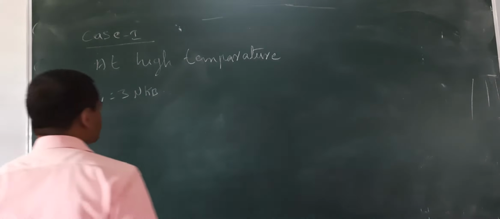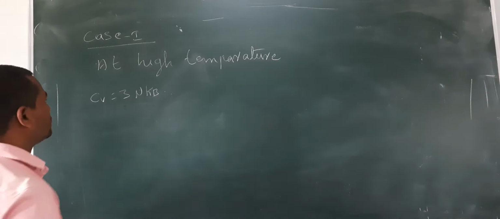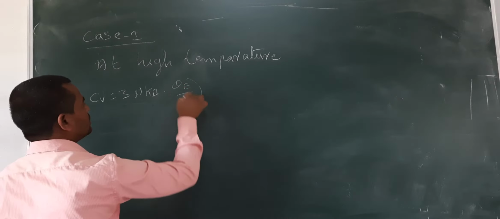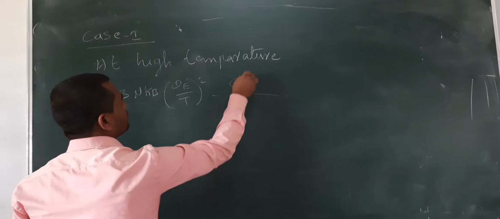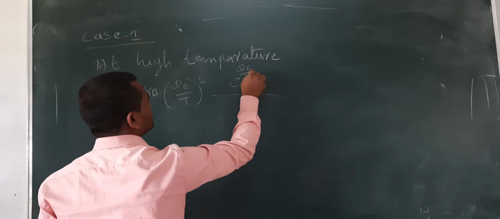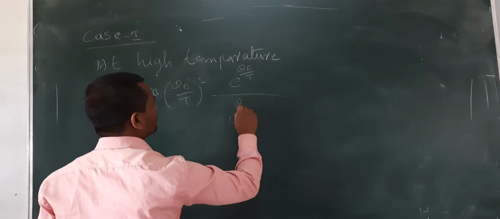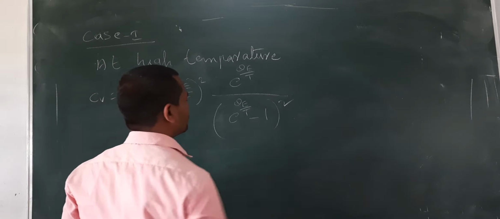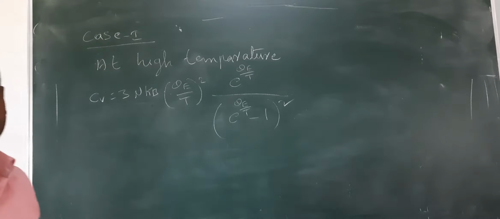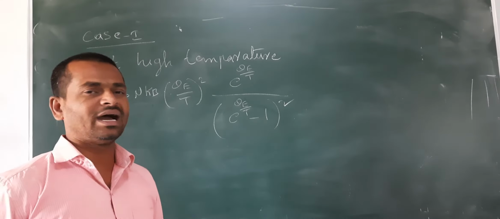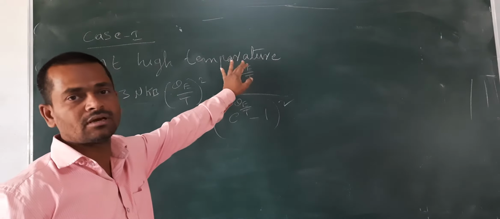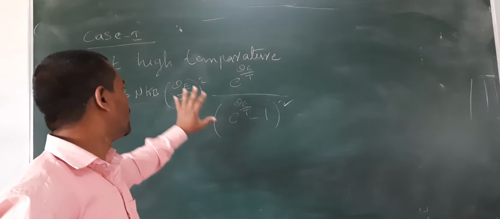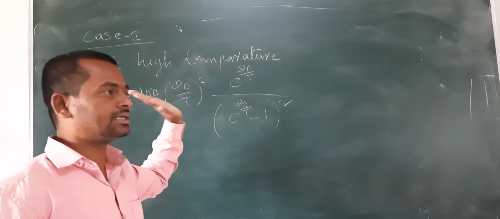Now see, at higher temperature, 3NkB (theta E by T) whole square e to the power theta E by T by (e to the power theta E by T minus 1) whole square. This is the equation, and in that video I didn't write these terms in terms of theta, so please write them in terms of theta also. Up to here only I have written in terms of theta.